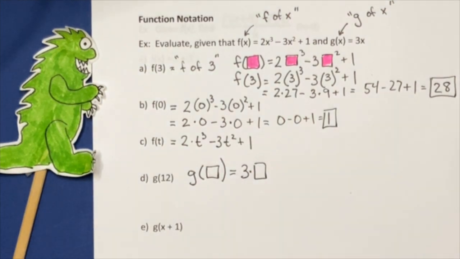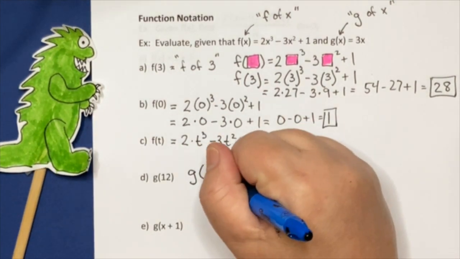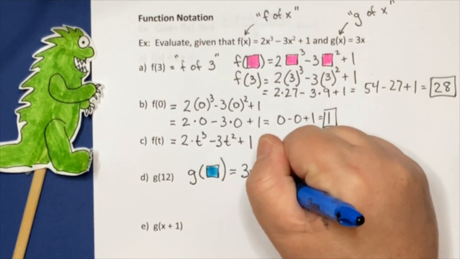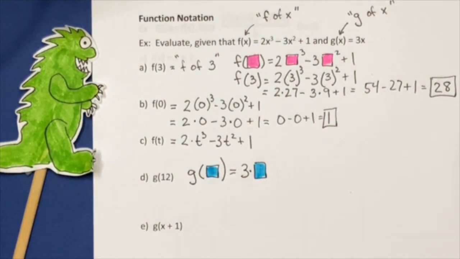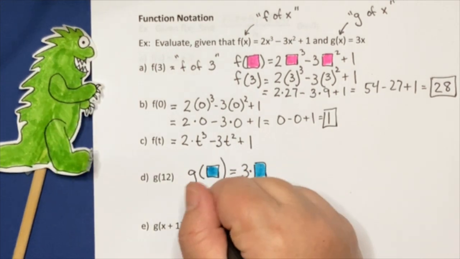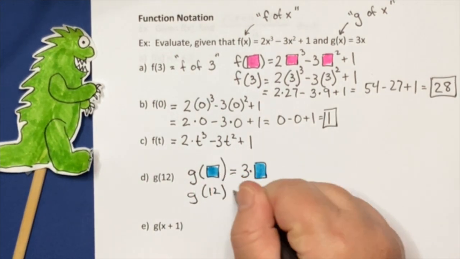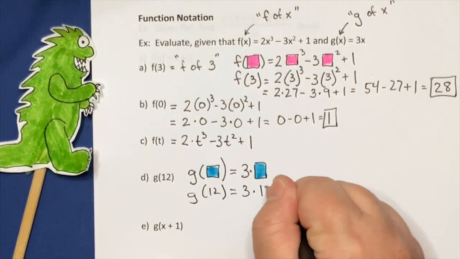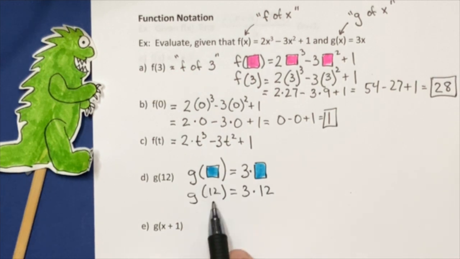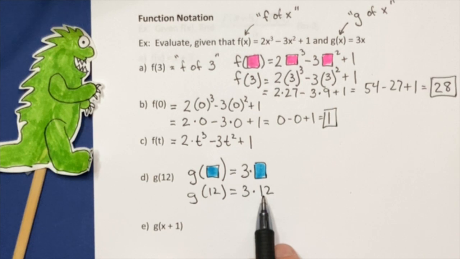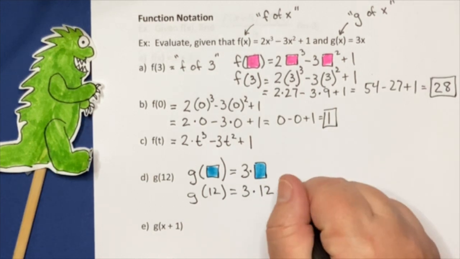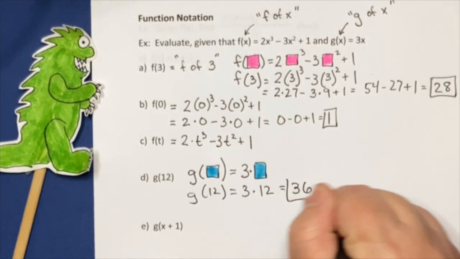Now, why does this one have a plus 1 and this one doesn't have a plus 1? Well, if we look at the initial function notation examples, this pattern f of x is 2x cubed minus 3x squared plus 1. So this has a plus 1 in it. G of x doesn't have a plus 1. It just says whatever x is, multiply by 3.